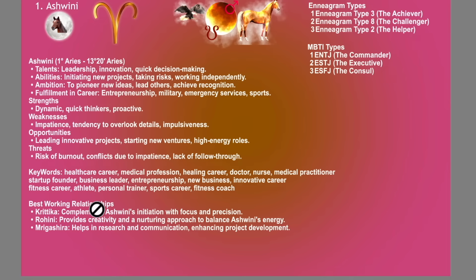Best working relationships it has with other nakshatras, for example, this one has with Kritika, Rohini and Mrigashira. And then we are going to bring in the Enneagram model types, 3 of them, which are closely matching with Ashwini kind of themes which we have discussed here. And later on, we'll also bring in the MBTI, again 3 types, which closely match with Ashwini. So now you can take this as a personality test.